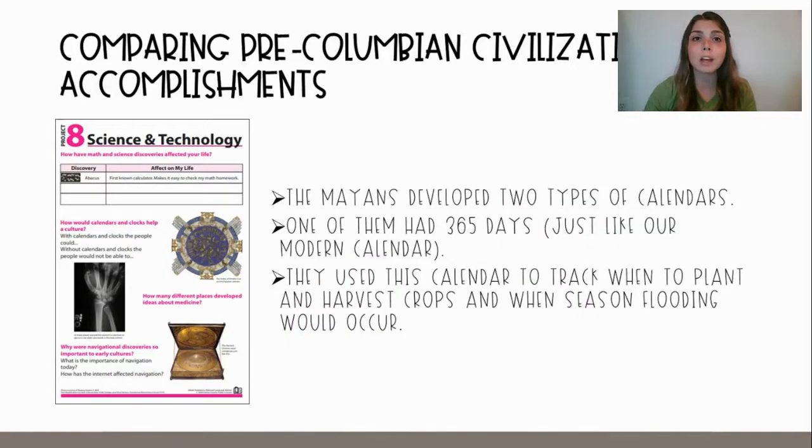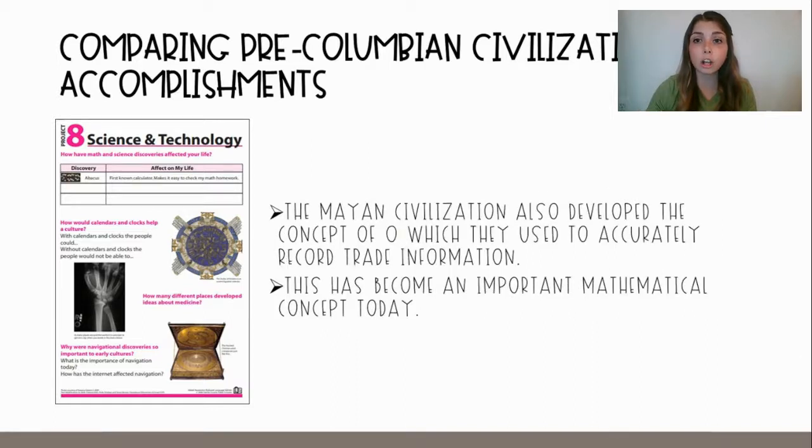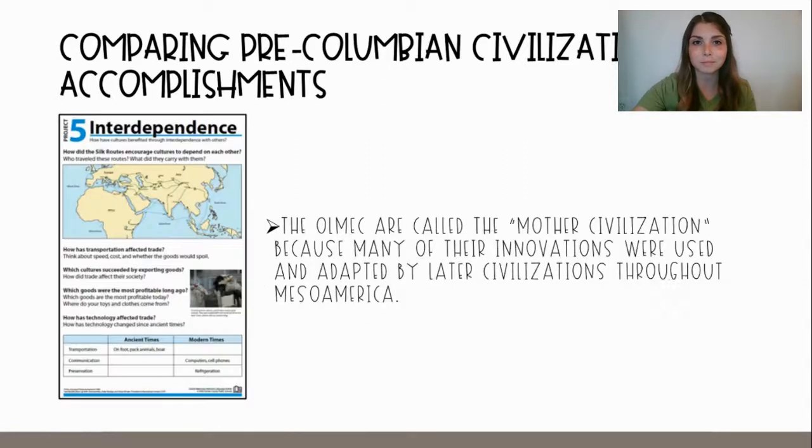So let's wrap up our comparison of the pre-Columbian civilizations and accomplishments. How have math and science discoveries affected our life? The Mayans developed two types of calendars. One of them had 365 days, just like our modern day calendar. They used this calendar to track when to plant and harvest crops and when seasonal flooding would occur. The Mayan civilization also developed the concept of zero, which they used to accurately record trade information. This has become an important mathematical concept that we still use today.